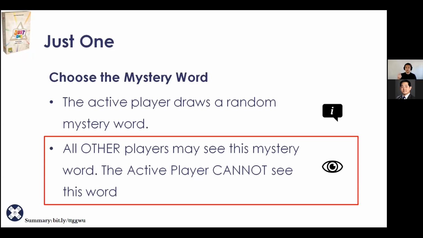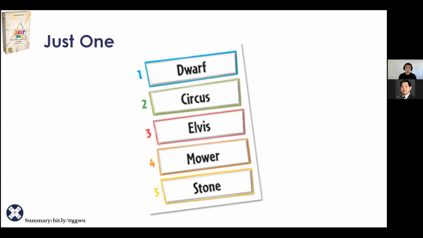And then all the players are going to be able to see this mystery word, but the active player cannot see that word. So again, I'm holding up the card in front of me. All I know is that there are 5 words on it. I don't know what those words are. I'm going to select a number and then show that card to my teammates and then indicate that number. And that's going to be the word that they're going to try to get me to guess.